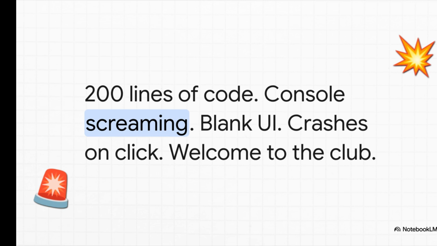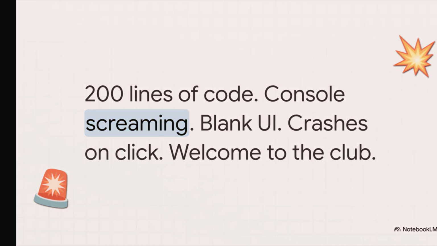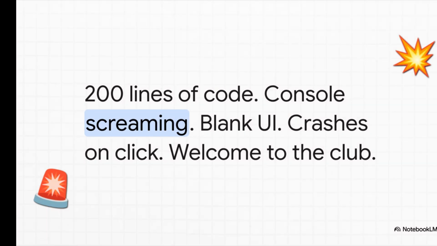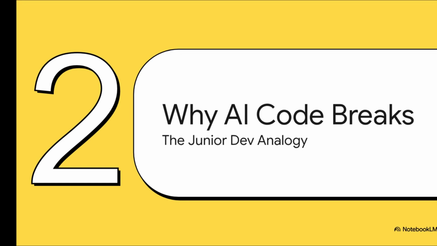The console is just screaming red text at you, the UI is totally blank. Or maybe worse, it looks perfectly fine, but it instantly crashes the very second you click a button. Welcome to the club. It's incredibly frustrating for sure, but your reaction shouldn't be to just throw in the towel. We actually have a very clear diagnostic roadmap to fix this whole shebang. So the crucial point is understanding exactly why this happens.